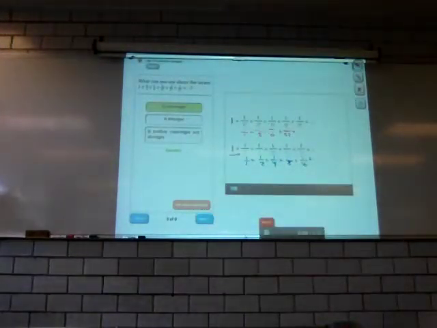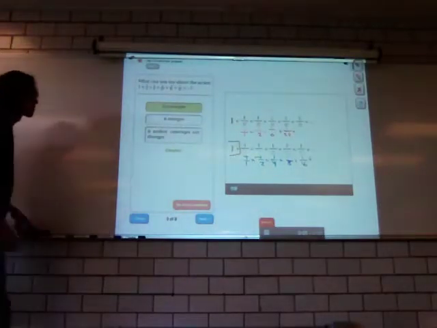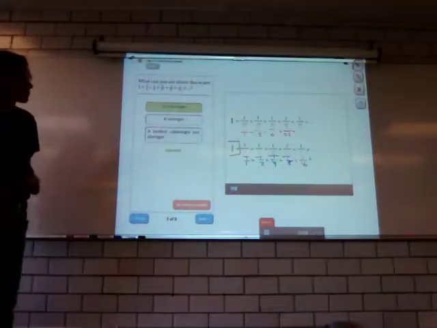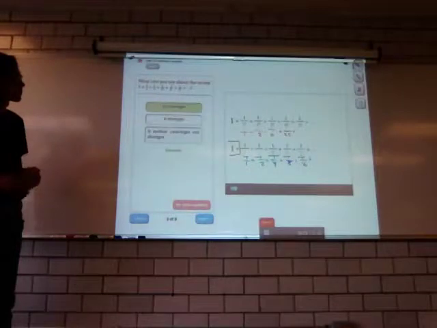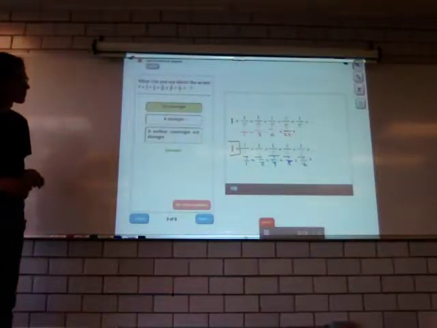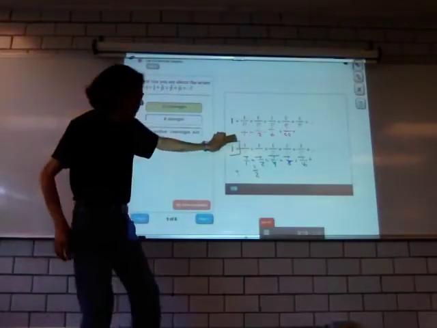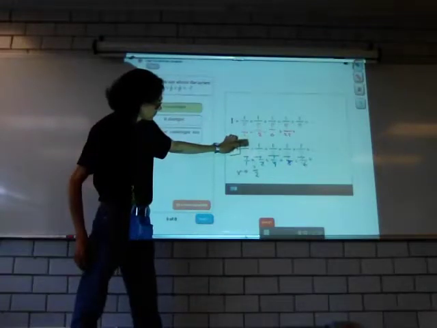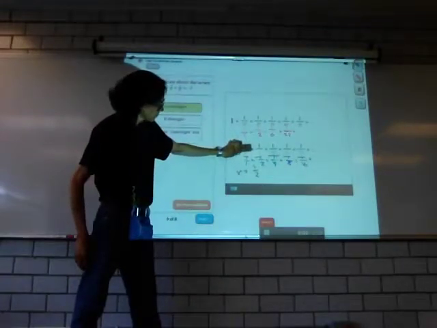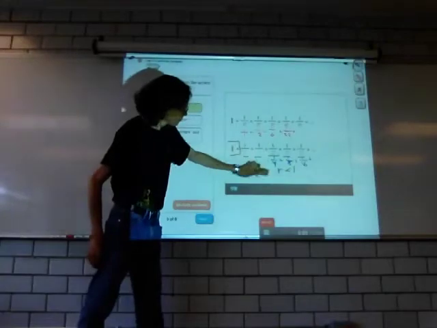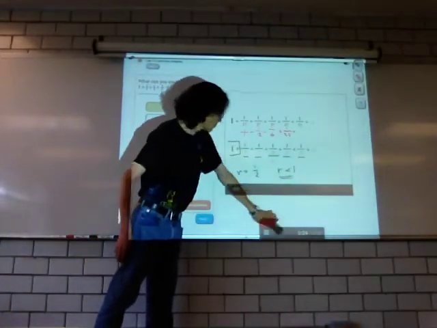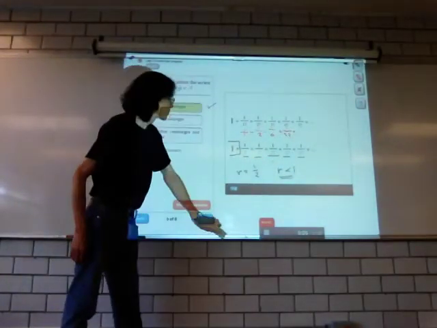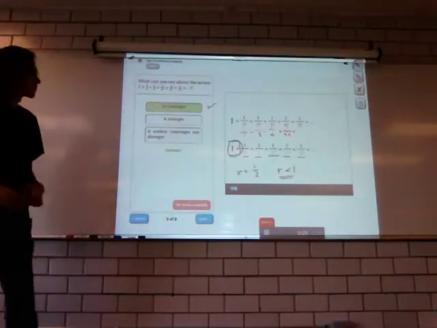For this bottom series, let's ignore the one at the beginning. Let's look at everything else first. We have 1 plus a half plus 1 over 2 squared plus 1 over 2 cubed plus 1 over 2 to the fourth. This is a geometric series because each term is 1/2 the previous term. So r equals 1/2 for this geometric series. And geometric series always converge when r is less than 1. So this geometric series converges. And if we add 1 to it, it still converges.